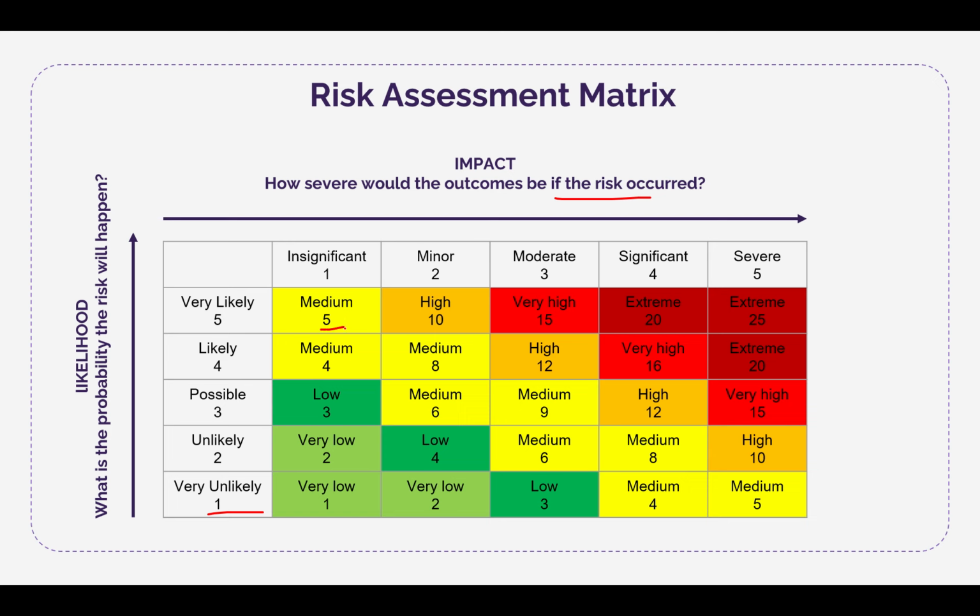And then this number is basically multiplying likelihood and impact. 5 multiplied by 1. Okay. And then there are medium, low, very low, high, very high, and extreme. So basically you need to know how severe the outcome is, and then you also need to know the probability of the risk, and then determine whether it is high risk or extreme risk.